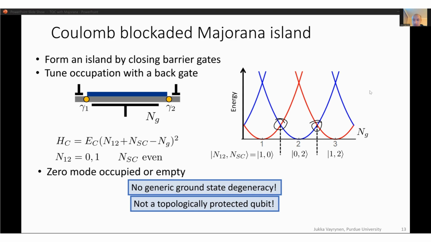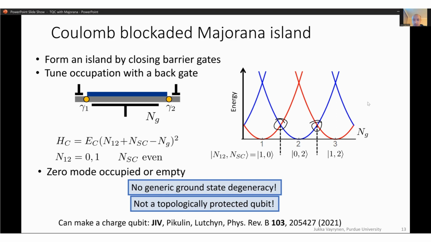But as I mentioned, we can get the topological qubit if we use 4 Majoranas. So let's see how that works. And just as a remark, even though this is not a topological qubit, you can make a conventional kind of not topologically protected charge qubit, and we had a paper about it shown here. So it's kind of a Majorana based charge qubit.